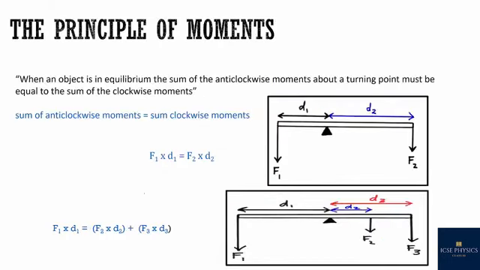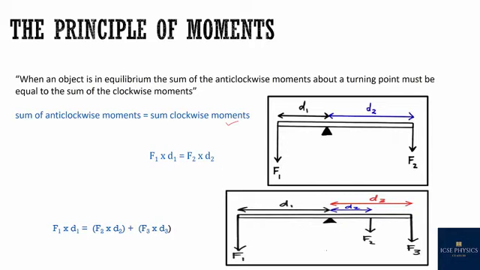Now, what does the principle of moments state? Principle of moments states that when an object is in equilibrium, equilibrium meaning in balanced position, the sum of anti-clockwise moments is always equal to the sum of clockwise moments. Let's see this example. Here, the anti-clockwise moment is force into D1. What will be the clockwise moment here? F2 into D2. So according to the principle of moments, F1 D1 is equal to F2 D2.